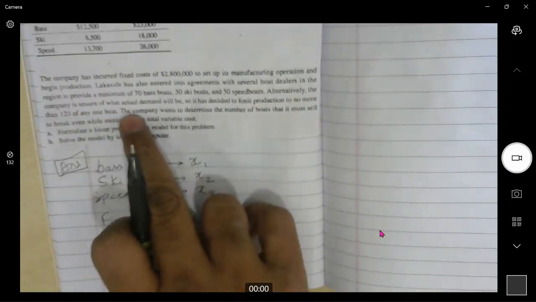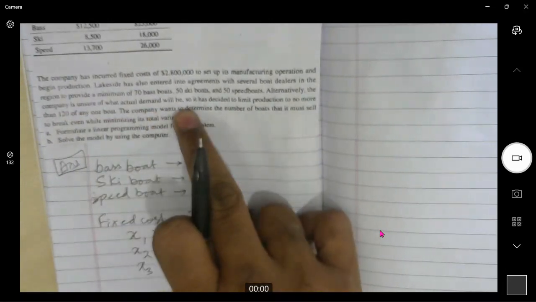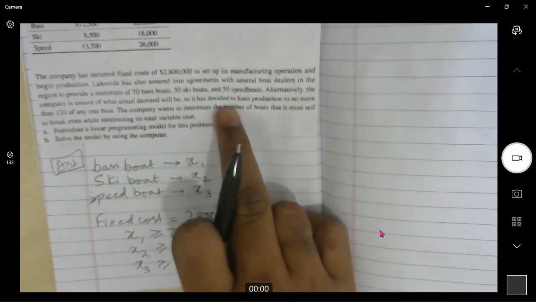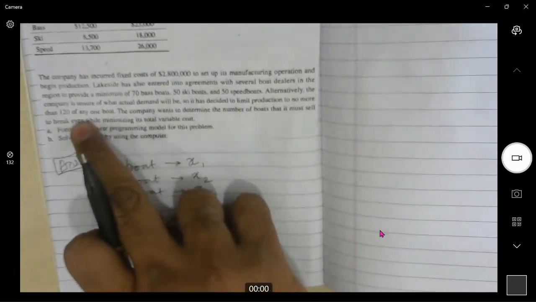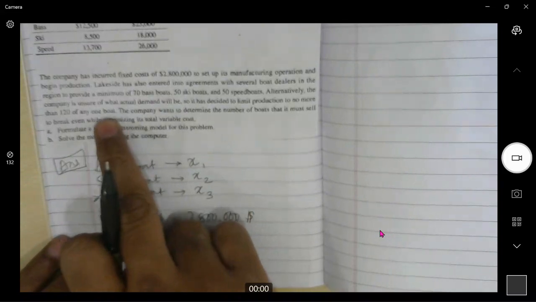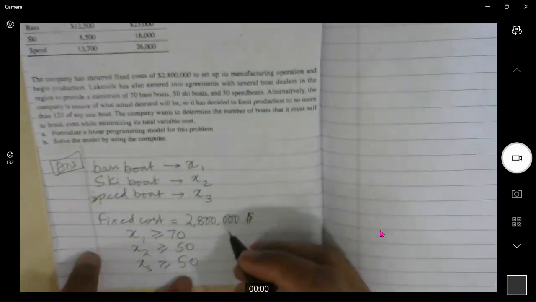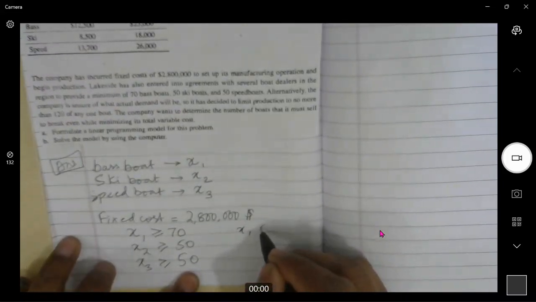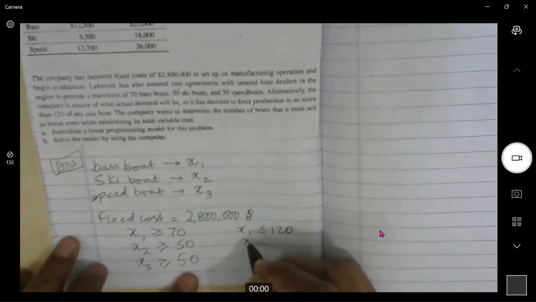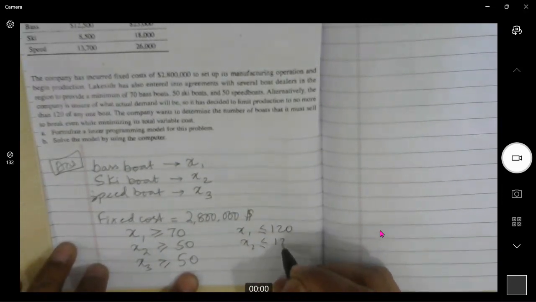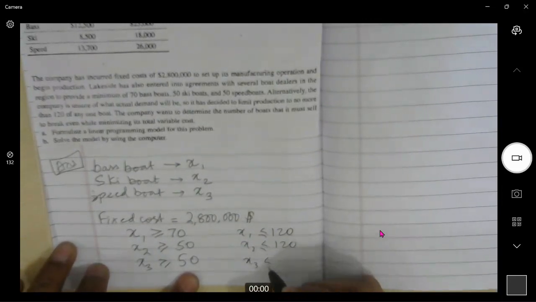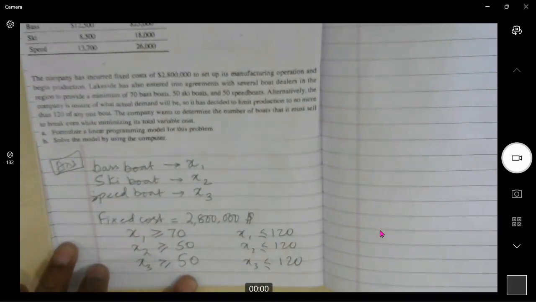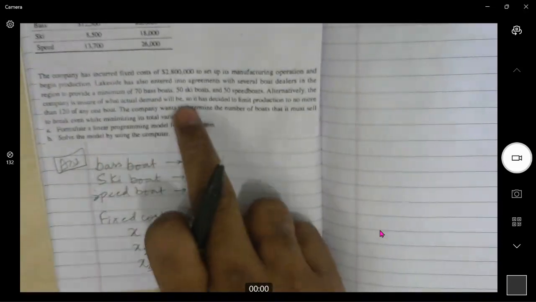Alternatively, the company is unsure of what actual demand will be, so it has decided to limit the production to no more than 120 of any boat. So any type of boat should not be produced more than 120. Therefore x1 should be less than or equal to 120, x2 should also be less than or equal to 120, and x3 should also be less than or equal to 120. So these three also we got.